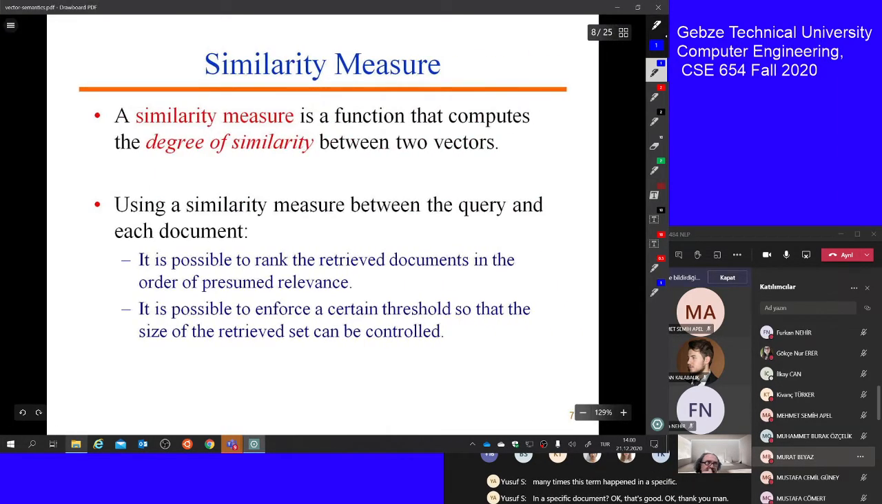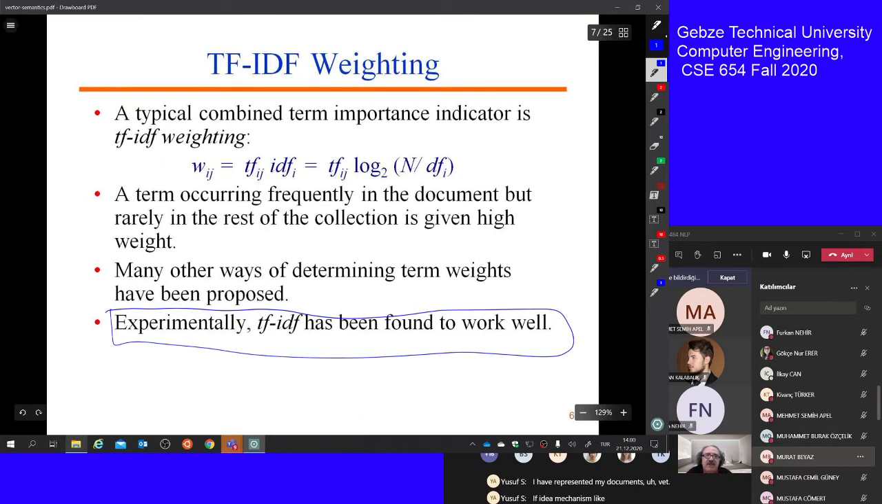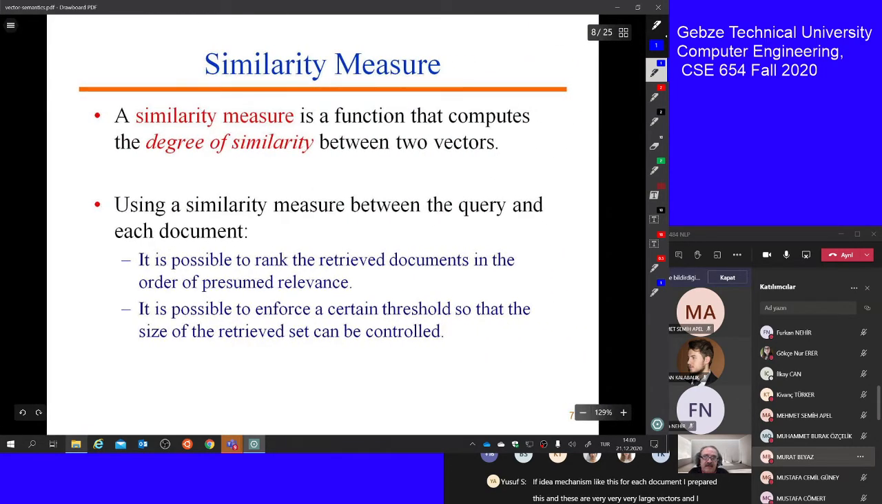So let's move on. Let's look at these similarity measures again. Let's say I have represented my documents with a TF-IDF mechanism like this. For each document I prepared this, and these are very large vectors, and I'd like to find the similarity between my query vector and my document vector for J. How am I going to do that?